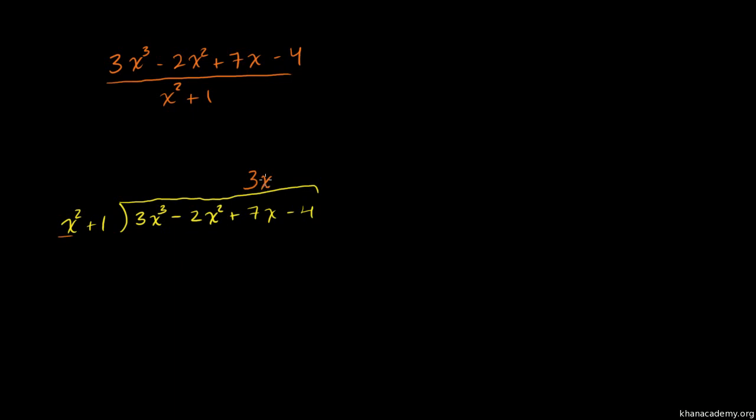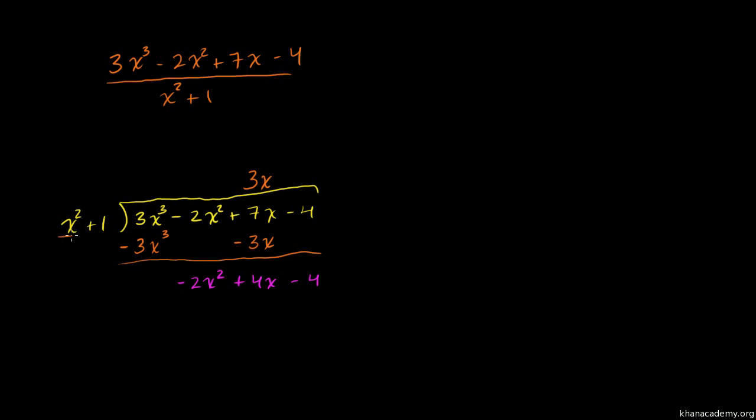Now let's multiply. 3x times x squared is 3x to the third, and 3x times 1 is 3x. Over here, I'm making sure to put it in the x place. And we're going to want to subtract them. And what do we have when we do that? These cancel out. We have a minus 2x squared. And then 7x minus 3x is plus 4x. And we have a minus 4.